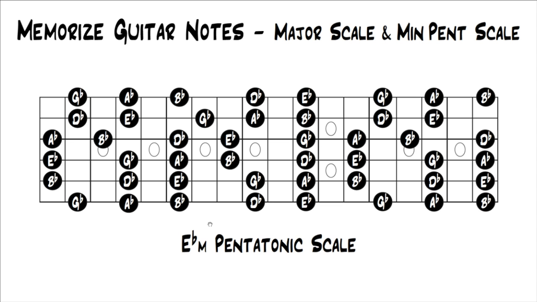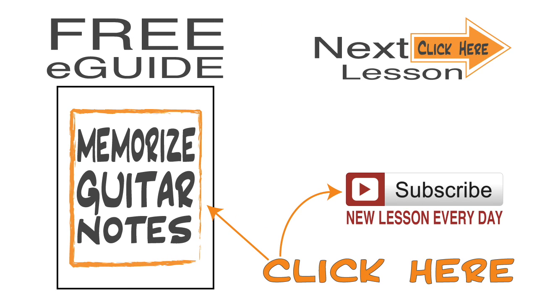Try to combine them, just see what works best for you. Like I said, everyone learns differently. So that's how you can use the C major scale and the E flat minor or the D sharp minor pentatonic scales to find all the notes up and down the fretboard.